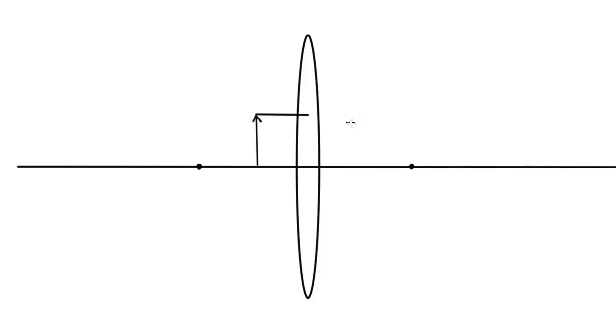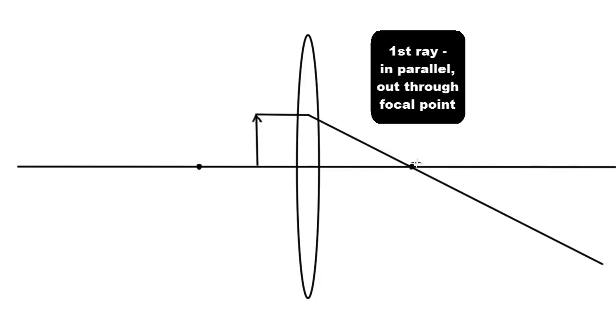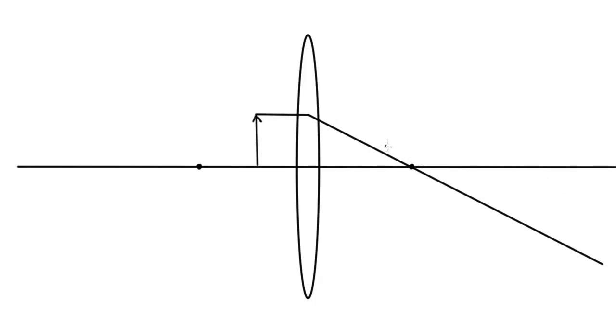I'm going to draw a ray that starts at the tip and comes in parallel to the principal axis, something like that. Now the ray that comes in parallel like that, when it's done going through the lens, is going to wind up coming out through the focal point. So that's my ray, comes in parallel and out through the focal point. Now the reason I know it bends in is because this is a converging lens.